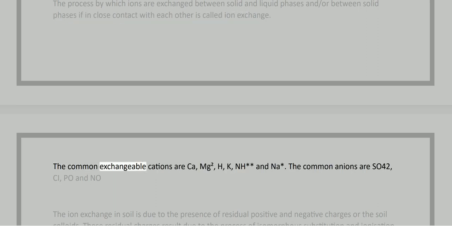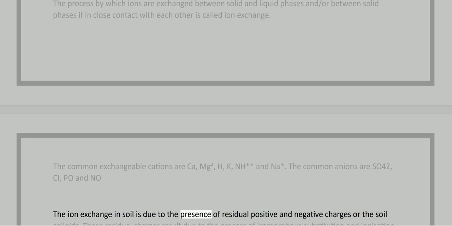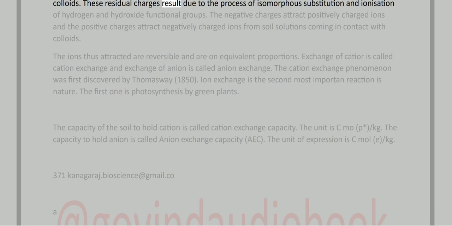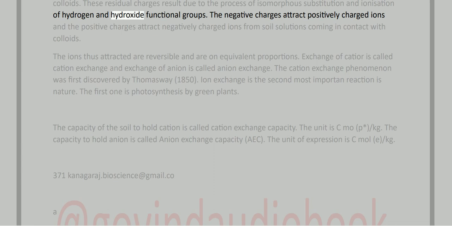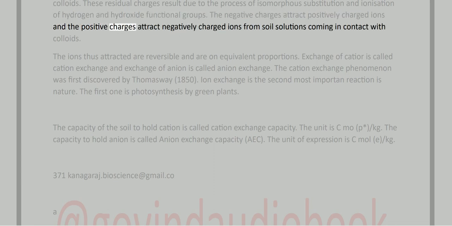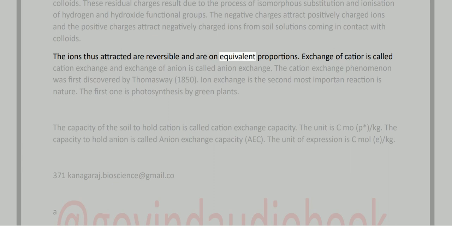The common exchangeable cations are Ca2+, Mg2+, H+, K+, NH4+, and Na+. The common anions are SO4 2-, Cl-, PO4 3-, and NO3-. The ion exchange in soil is due to the presence of residual positive and negative charges on the soil colloids. These residual charges result from the process of isomorphous substitution and ionization of hydrogen and hydroxide functional groups. The negative charges attract positively charged ions and the positive charges attract negatively charged ions from soil solutions coming in contact with colloids. The ions thus attracted are reversible and are in equivalent proportions.